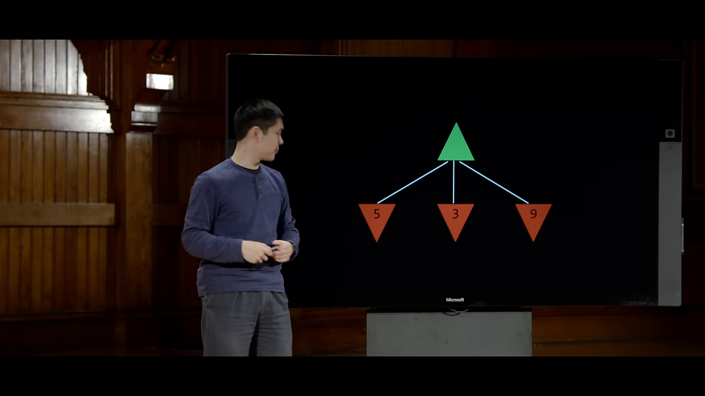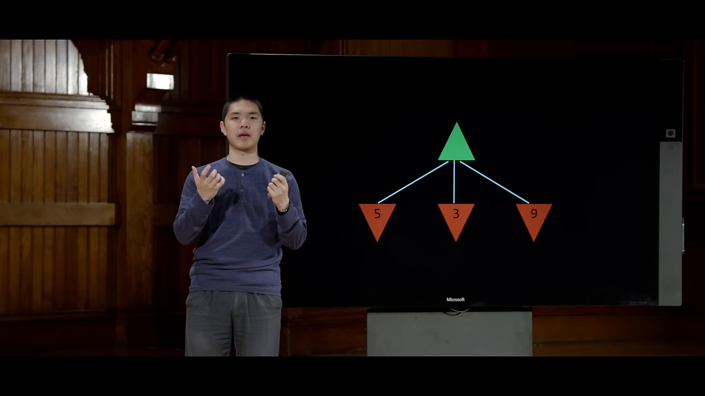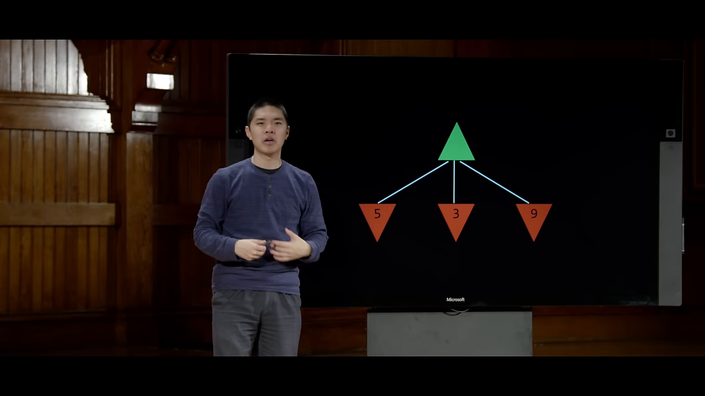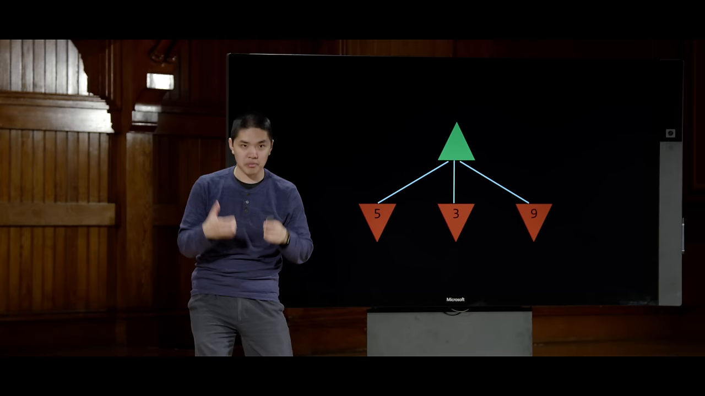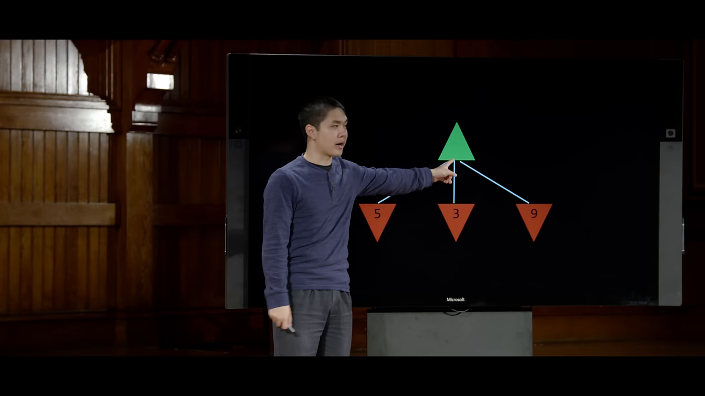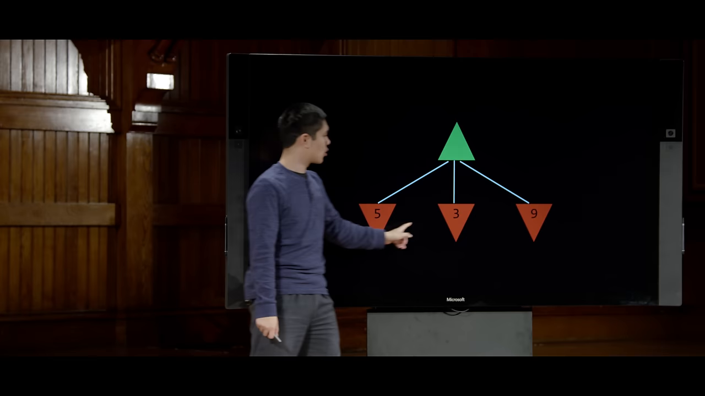Any of these green arrows that are pointing up, that represents a maximizing state. I would like the score to be as big as possible. And any of these red arrows pointing down, those are minimizing states, where the player is the min player, and they are trying to make the score as small as possible. So if you imagine in this situation, I am the maximizing player, this player here, and I have 3 choices. One choice gives me a score of 5, one choice gives me a score of 3, and one choice gives me a score of 9.